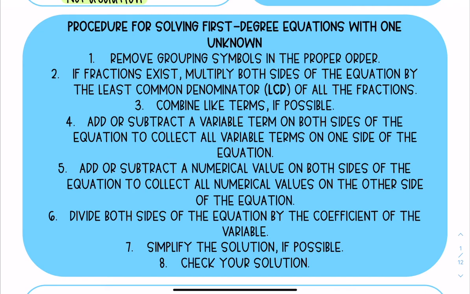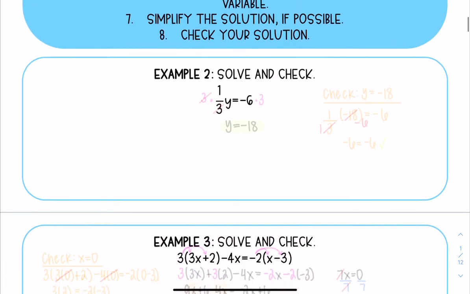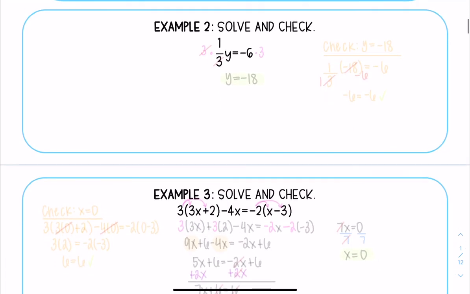So solve and check. We have 1/3 y equals -6. So we need to get rid of the fraction. And so we're going to multiply both sides by the LCD, which in this case is going to be 3. What I do to one side, I have to do to the other. Well, on the left-hand side, the 3's are going to cancel, and we're just left with y, and -6 times 3 is -18.